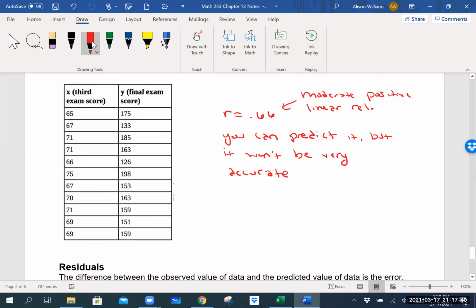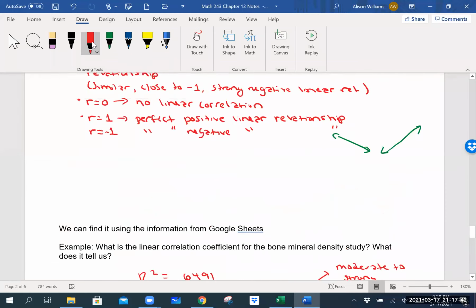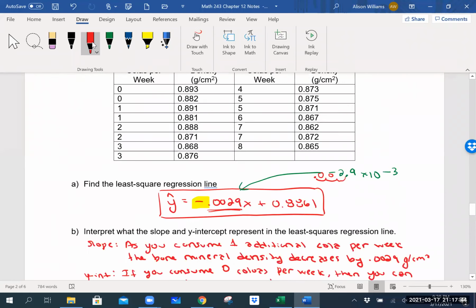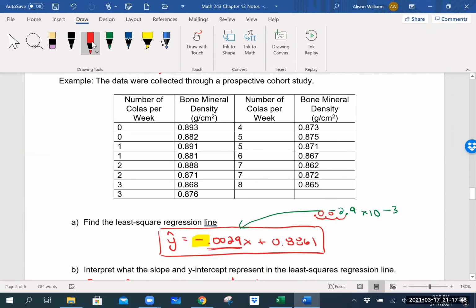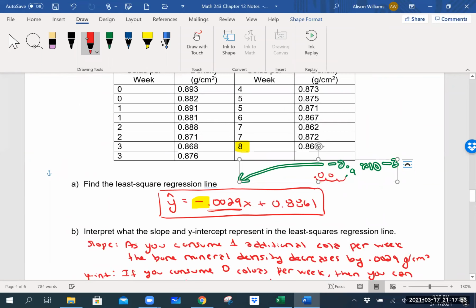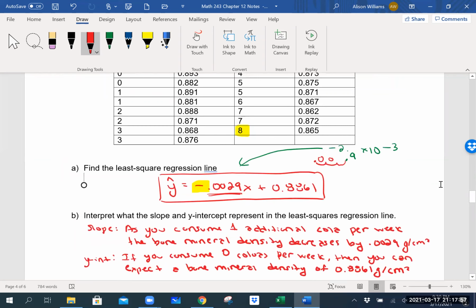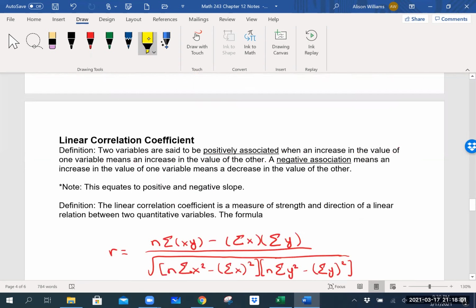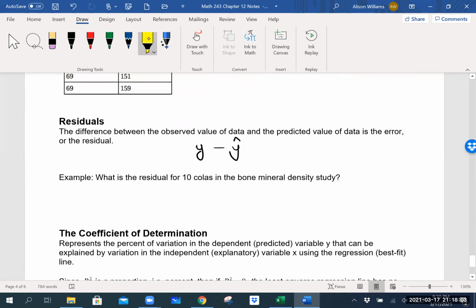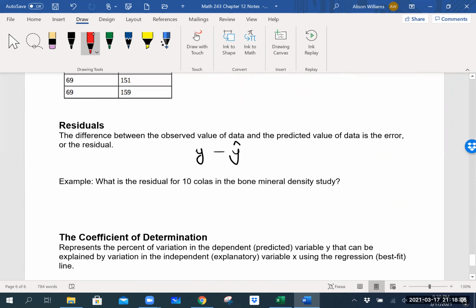So using our problem earlier with the colas, let's find a residual for 10 colas. Actually, that doesn't make sense because 10 wasn't data that was actually collected. So let's do a residual for 8 colas. I'm going to make an on-the-spot change here for 8 colas. So, based on the data, 8 colas is 0.865. So 0.865 here, changing this to 8.